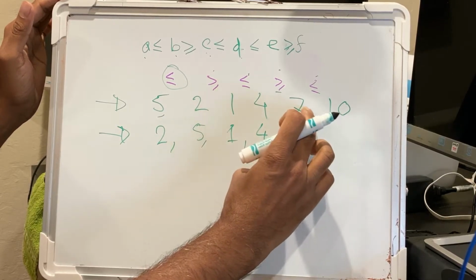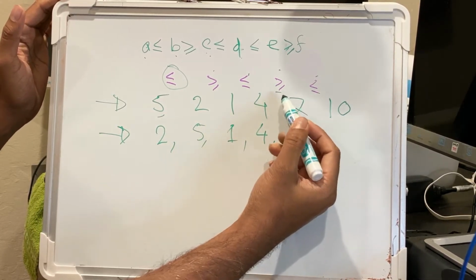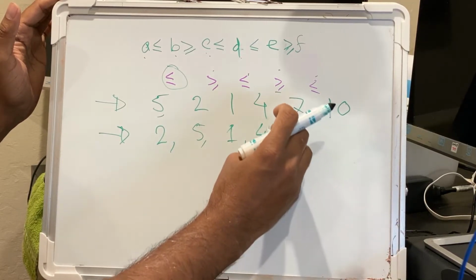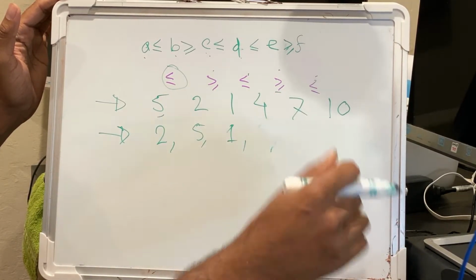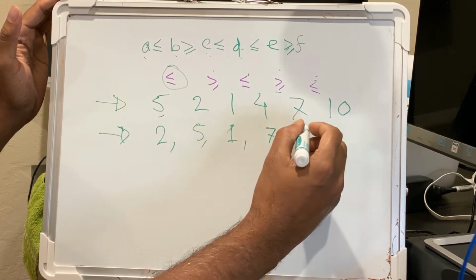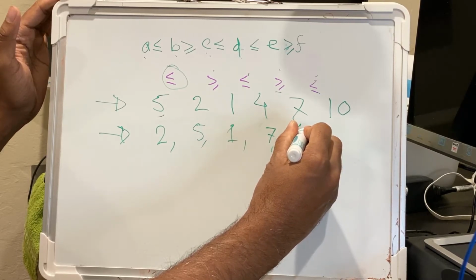And then we have 4 and 7, and we'll compare if 4 is greater than or equal to 7, which is not true. So in that case, we need to swap 4 and 7. So 7 will come here, and then 4 will come here.